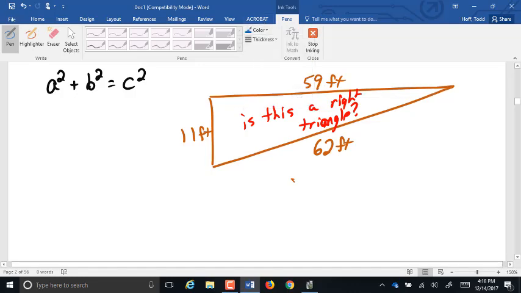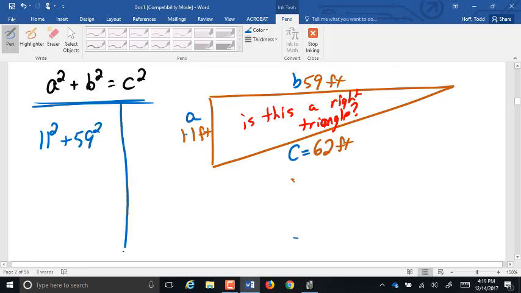Well, which side would have to be side C? The 62, the longest side. So the other two are A and B, doesn't matter which one's which. So we have to test, does that make this equation true? So A is 11, it'll be 11 squared plus B is 59, that'll be 59 squared. I'm not putting an equal sign here. I'm going to compare it to the 62 squared.